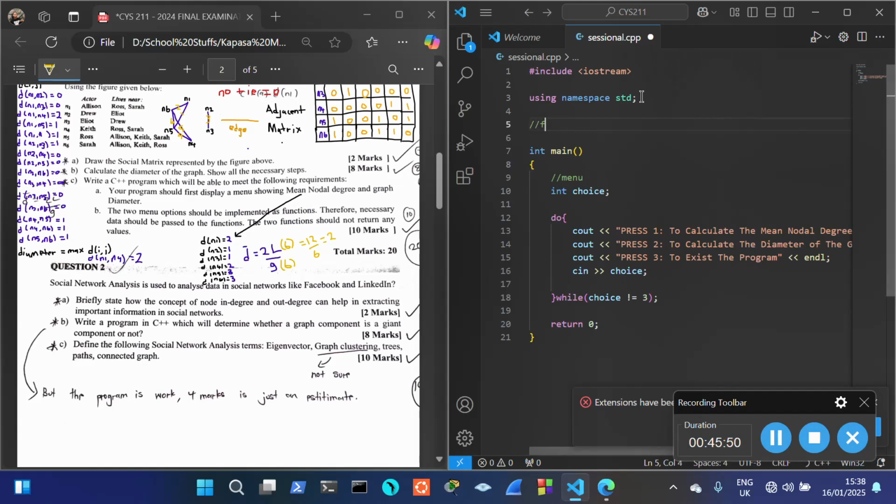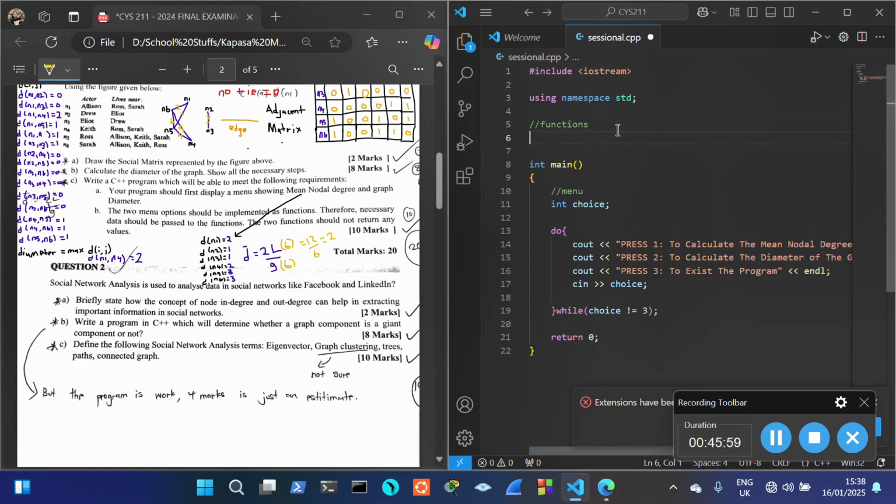So I'm going to say functions. Here is where we are going to put our functions. So the first thing we have is the mean nodal degree. Since it's accepting numbers, as you can see, 6 is a number, so we are going to say int. So the type of this particular function is an integer. So what's the name of this particular function?